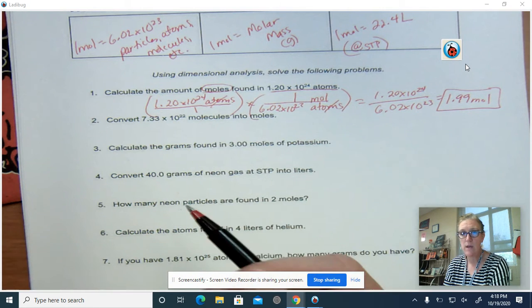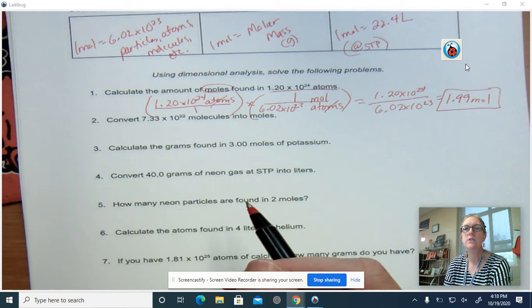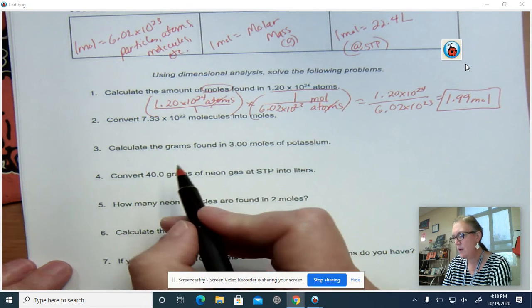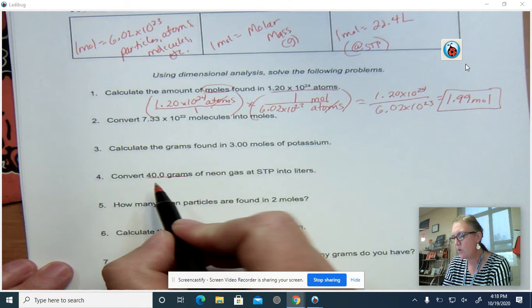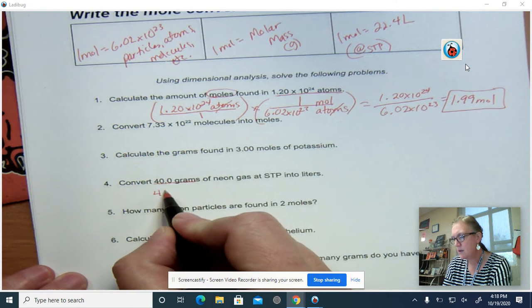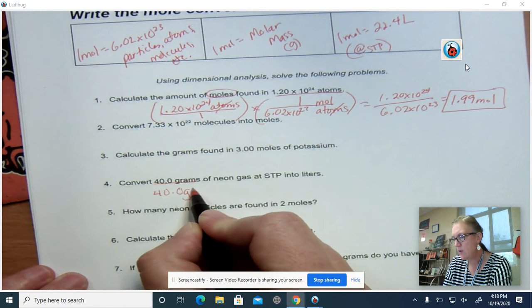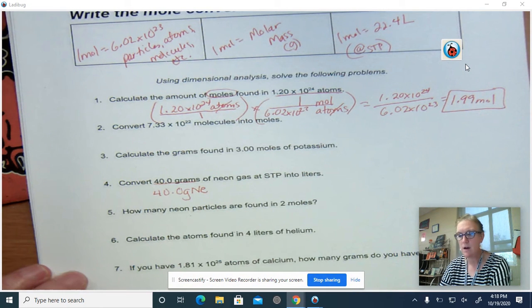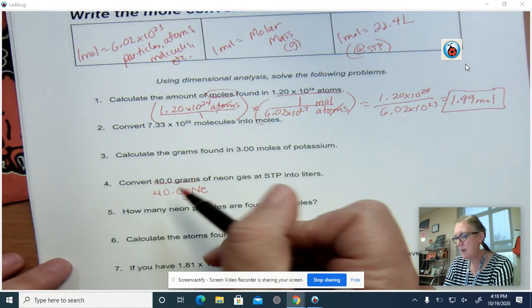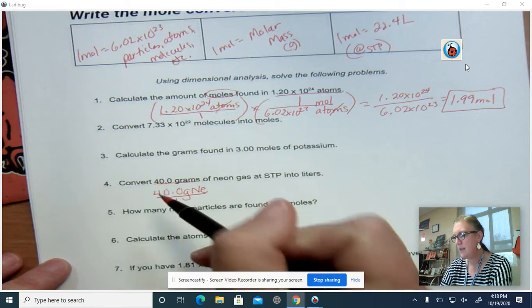So again, we're going to start the same way. You just need to identify, what do you know about the problem? Well, my known is that they gave me 40 grams of neon. So I'm going to go ahead and label that 40 grams of neon. And I just like to make mine look like a fraction, so I'm going to put that over 1.